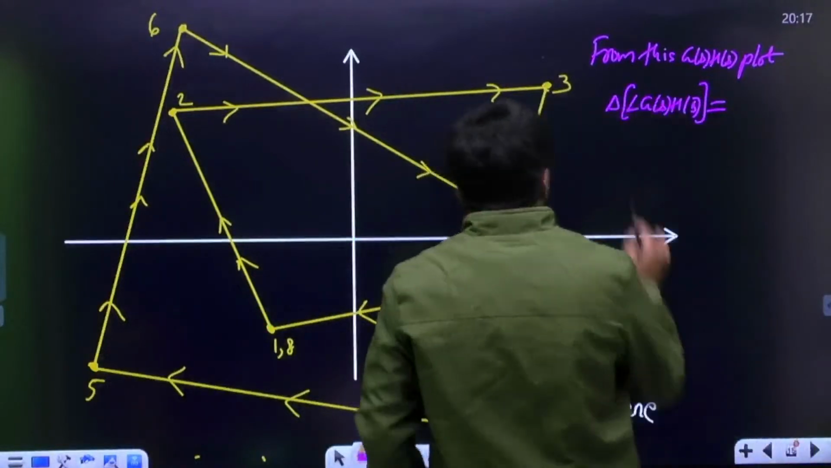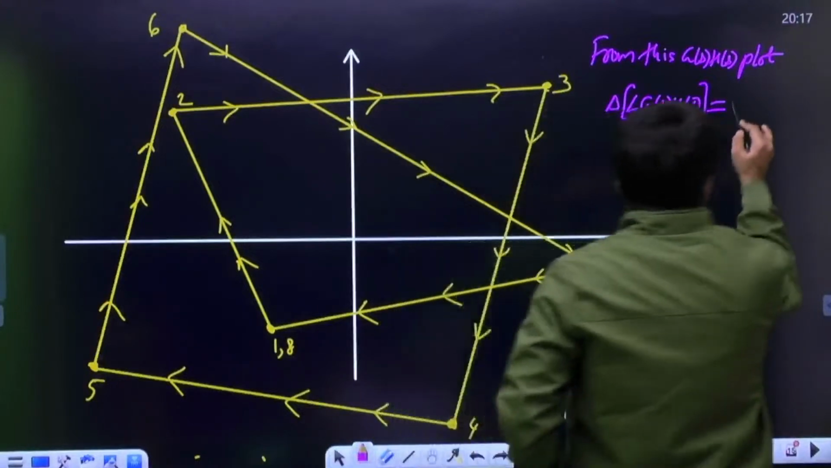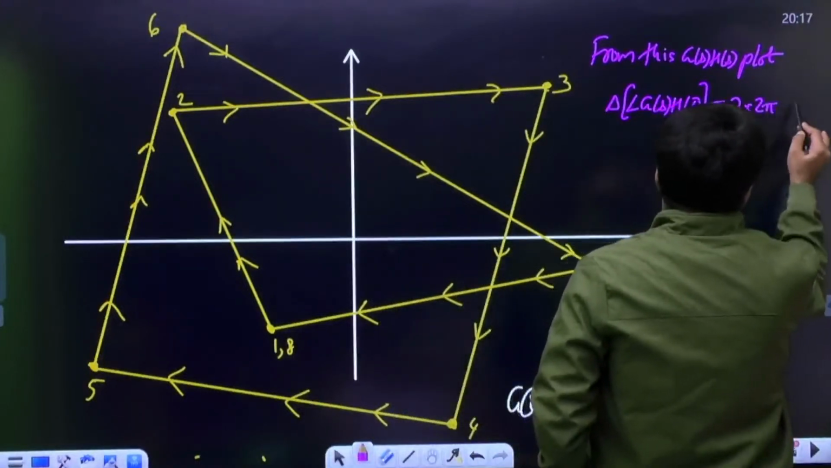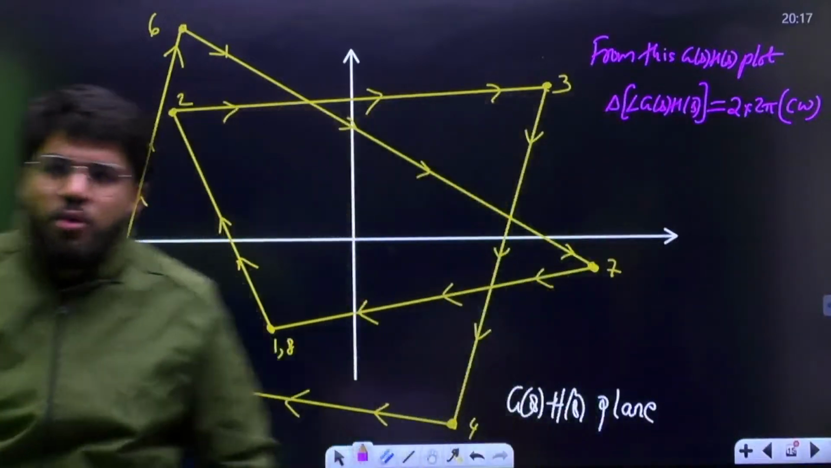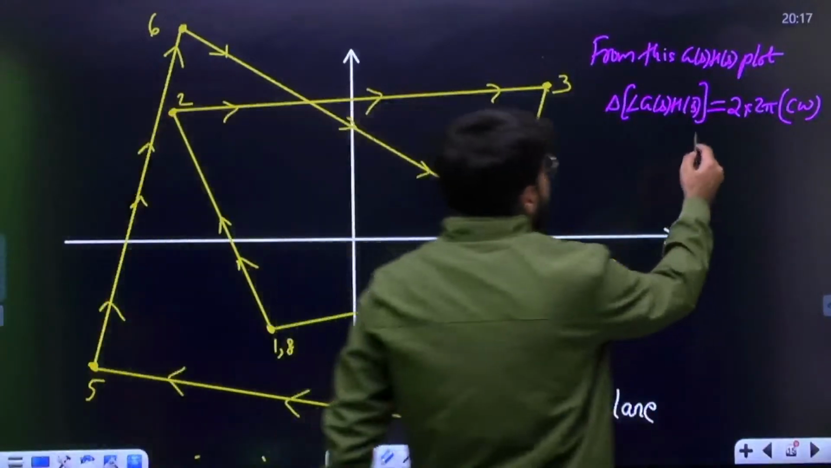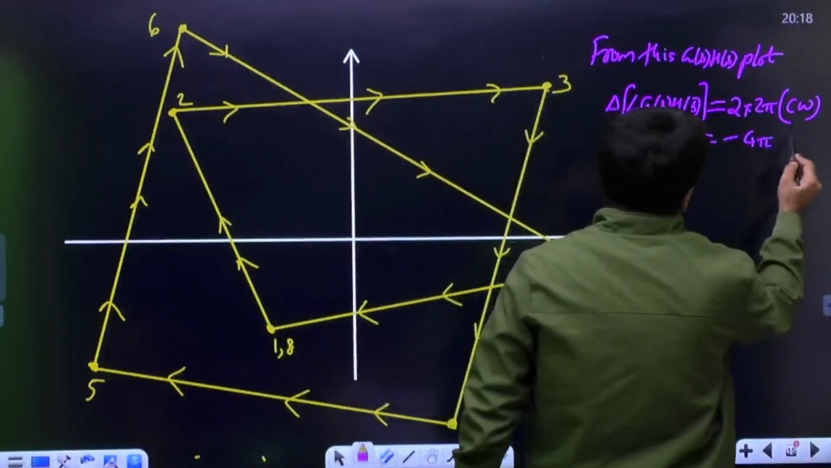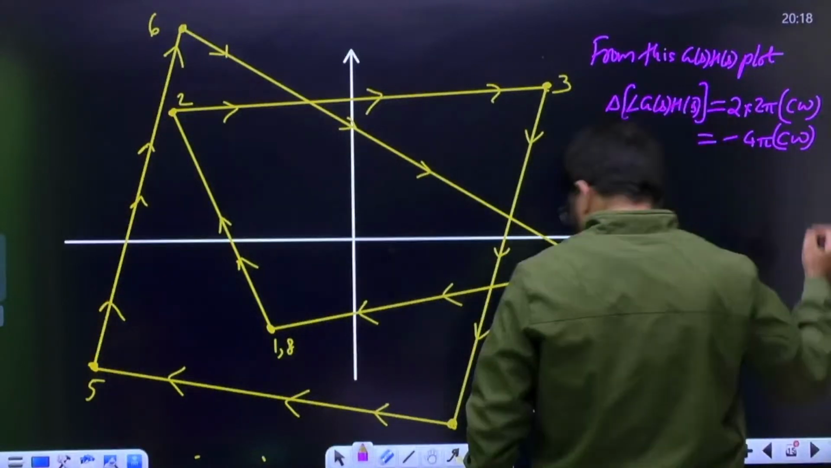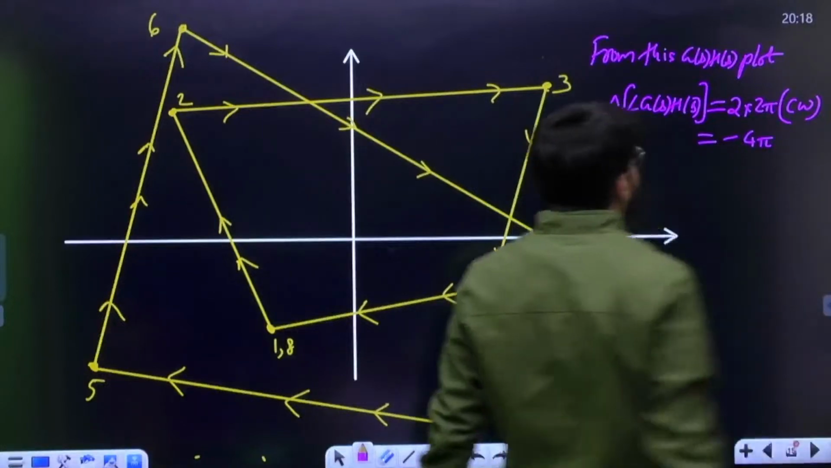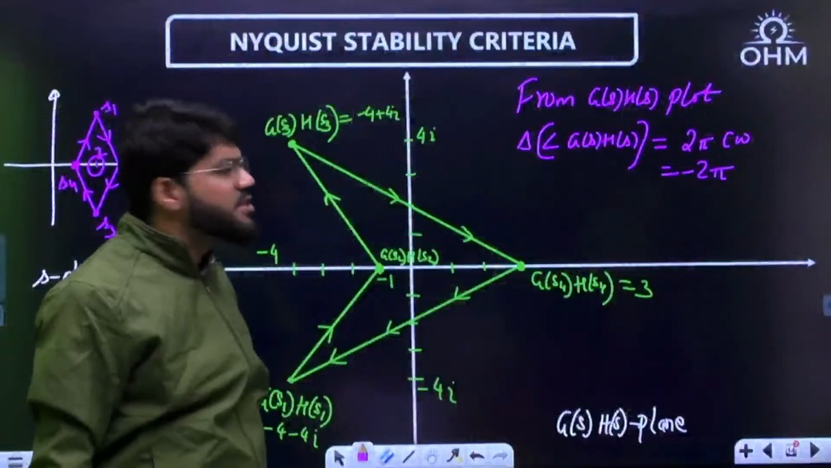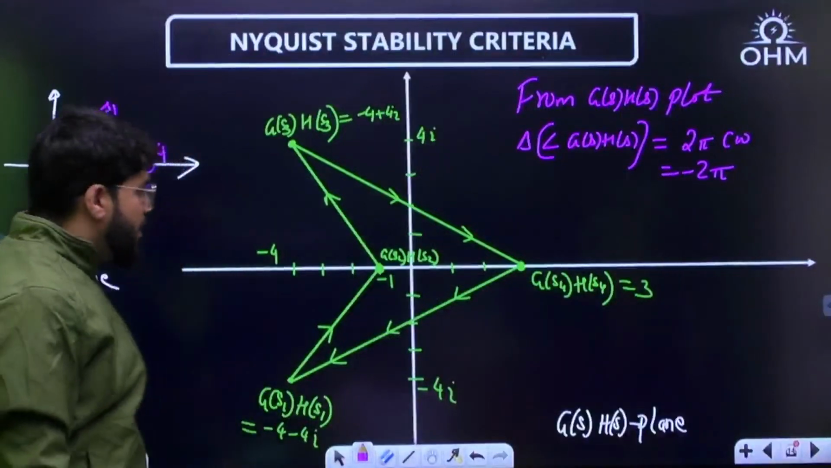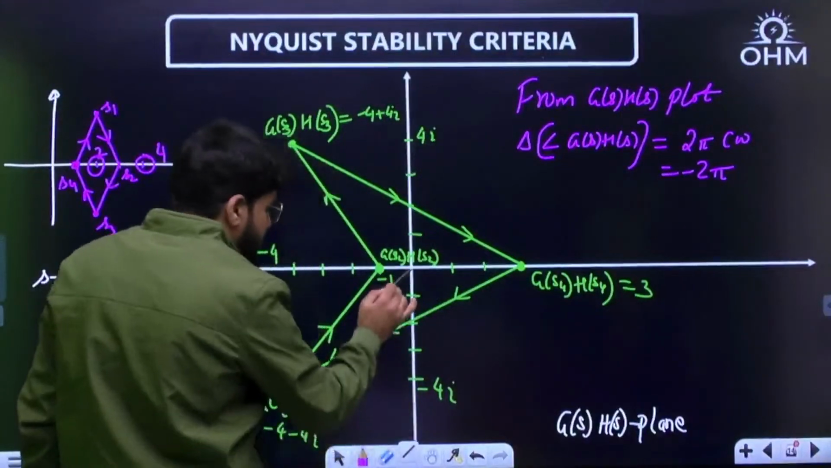It is equal to 2 times 360, or 2 times 2 pi, and both times in the clockwise direction. That means this is equal to minus 4 pi, clockwise. Clockwise means minus. Now you know why it is minus 4 pi. Why is the earlier one minus 2 pi? Because, look into it.